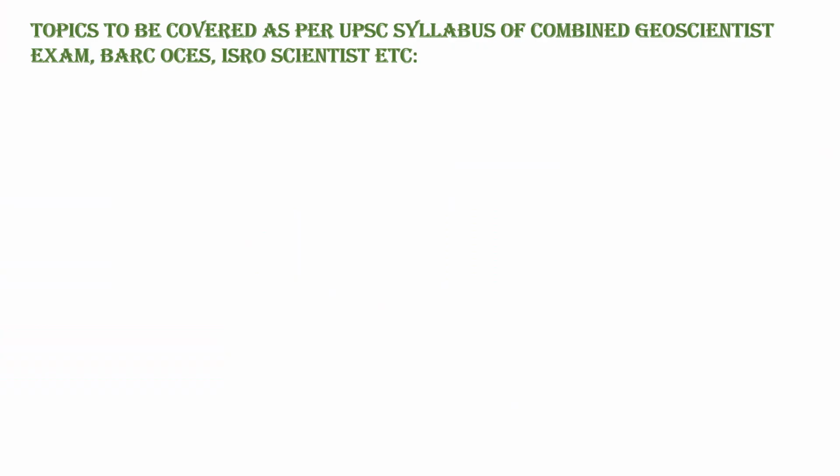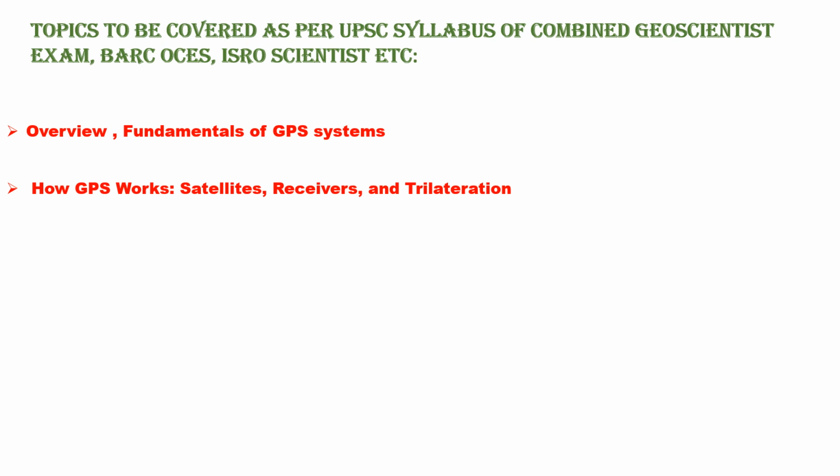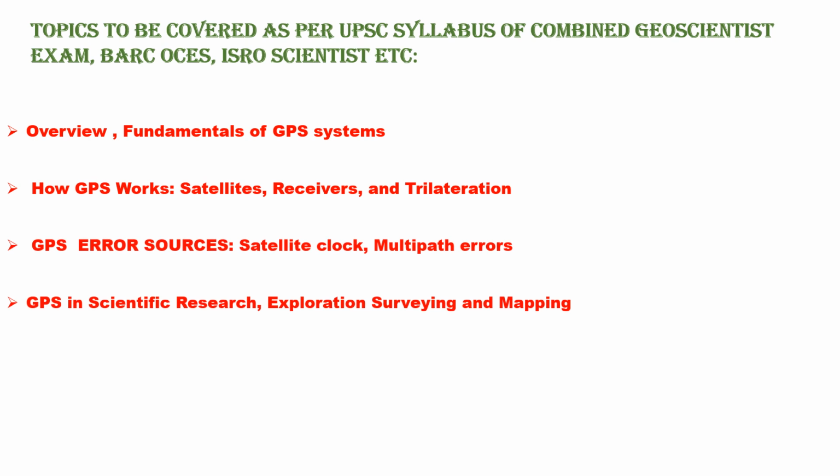Now, which are the important topics we'll be covering? First is the fundamentals of the GPS system, how GPS works, the satellite receivers and trilateration problems, the GPS error sources, which are a very important aspect to look at, the satellite clock and the multipath error, and how we can utilize GPS in scientific research, exploration, surveying and mapping, the future of GPS, and its limitations and challenges.